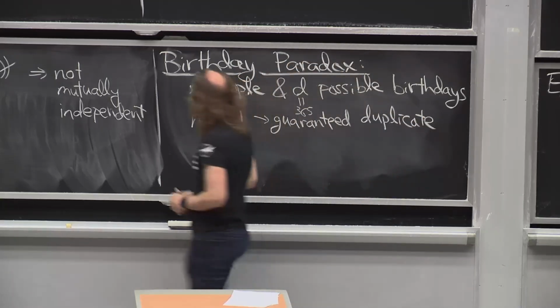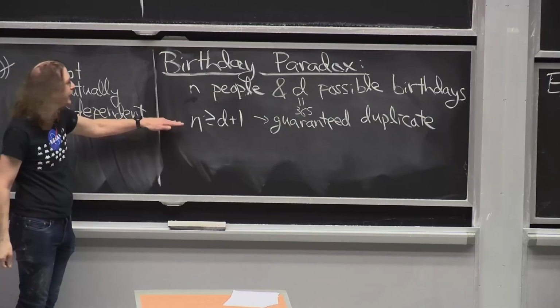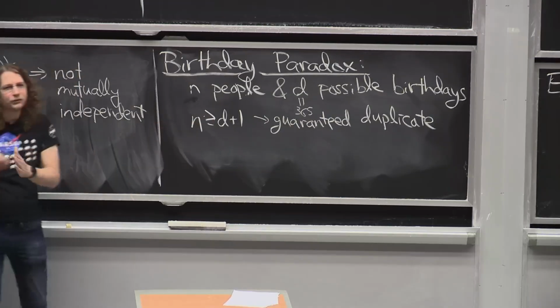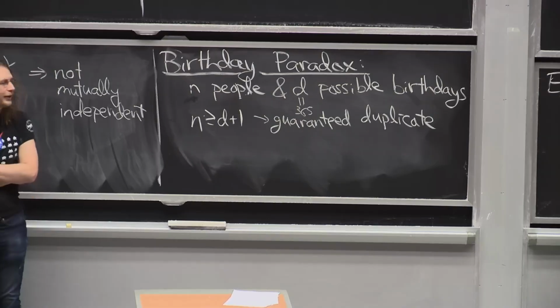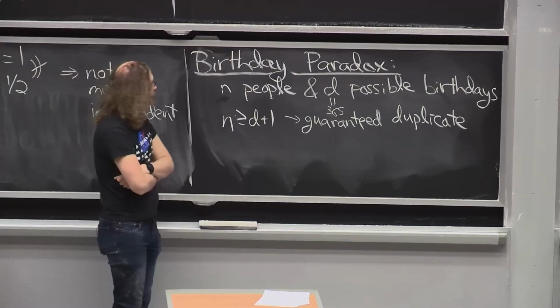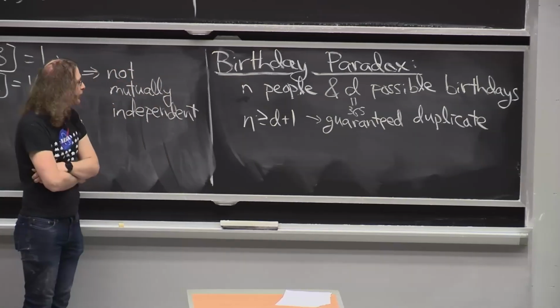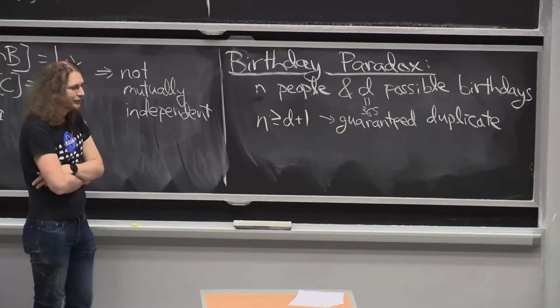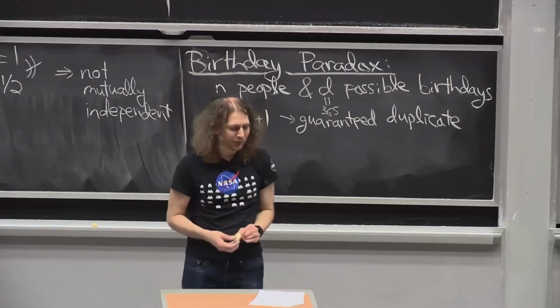And the surprising thing is that probabilistically, so this is for worst case behavior. I mean, if I had n equals d, it could be that each of you has your own birthday, each person in their own birthday pigeonhole. But that's very unlikely, it turns out. And we're about to compute how likely it is.